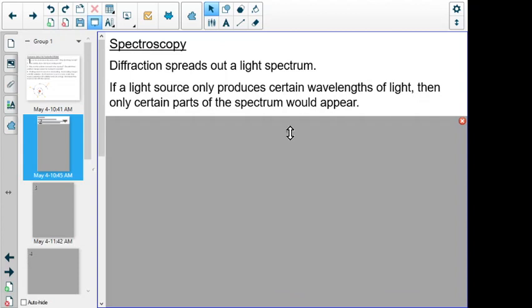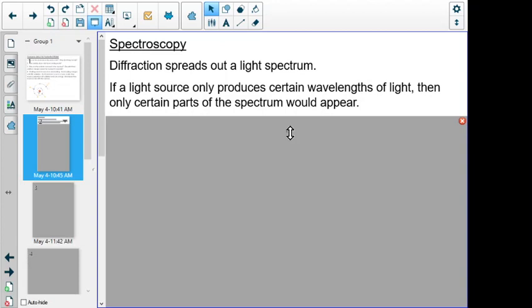Okay, so if you remember from light and optics, if we have a prism or a diffraction grating, that's going to cause the light spectrum to spread out. And if you remember the diffraction grating equation, as we go from small wavelength to big wavelength, we go from small angle to big angle. So we could send white light through a diffraction grating and we'd see the full spectrum appear from violet all the way through to red.